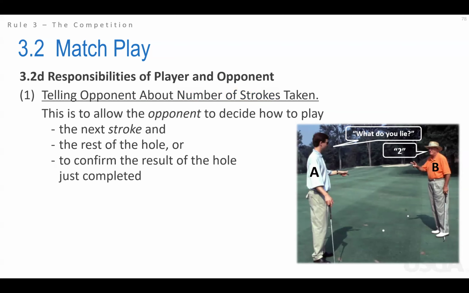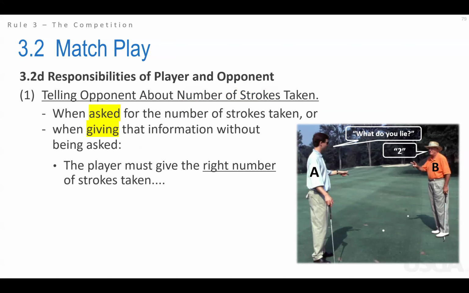We've got to do this because the way an opponent plays might factor into the strategy that one of those people might play in the match. They might decide how they play their next stroke, the rest of the hole, to confirm the result of the hole, whether they're trying to think about a concession. So telling the opponent the correct number of strokes is a key part of match play.